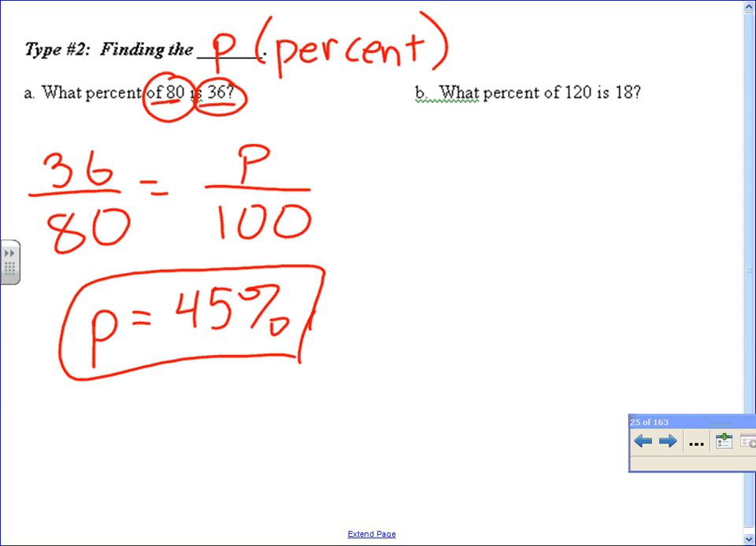Okay, let's go to B. What percent of 120 is 18? Go ahead and set that one up. I want you to solve that one on your own. What percent of 120 is 18?